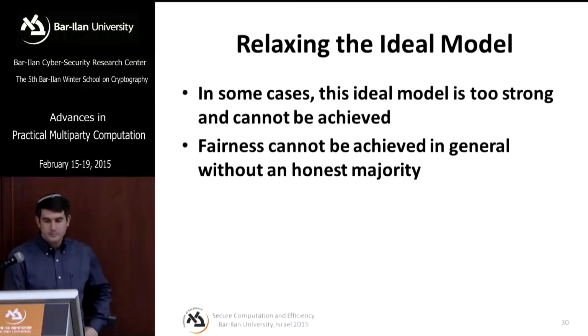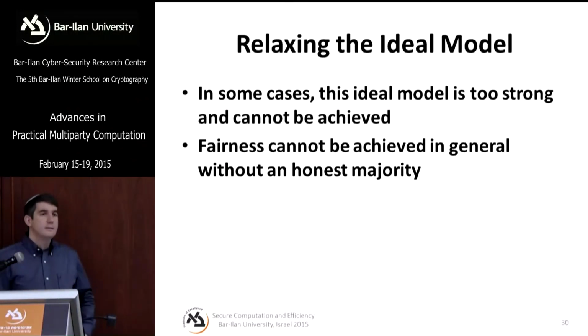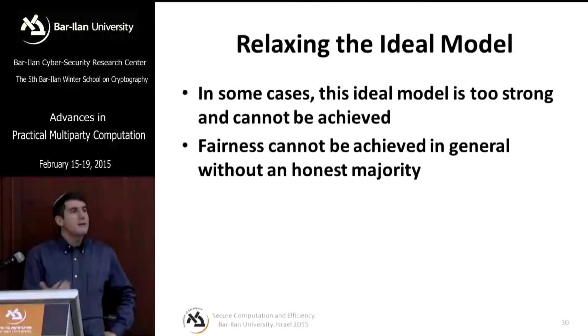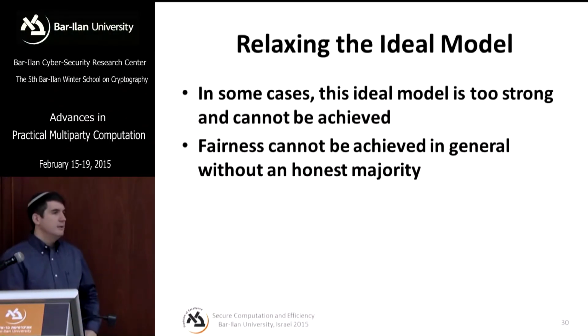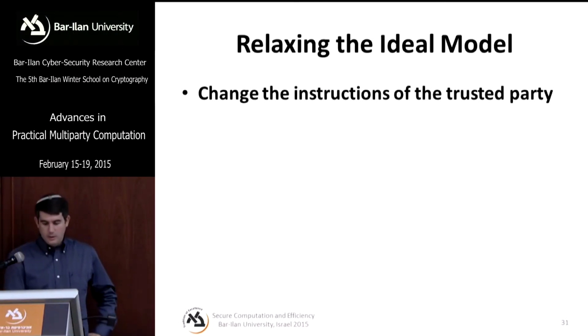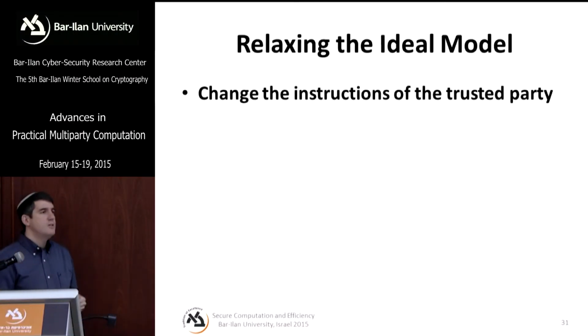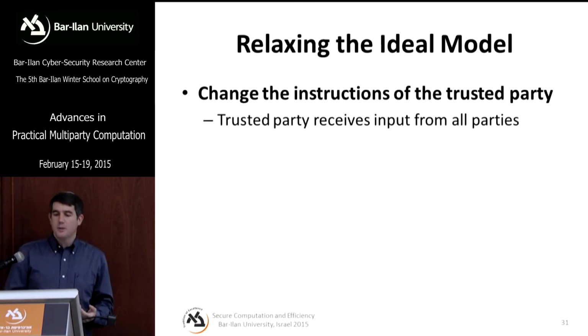Just as a note, in some cases this ideal world is too ideal, and for example fairness, which we said you cannot achieve in general, is captured by this ideal model, and that's too strong. So what can we do? The simple thing to do is simply change the instructions in the ideal model. So we explicitly make the ideal model be different.